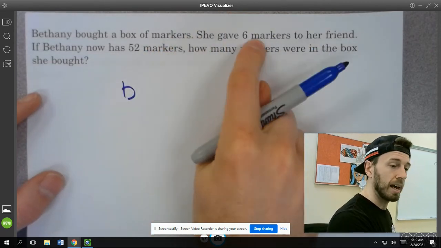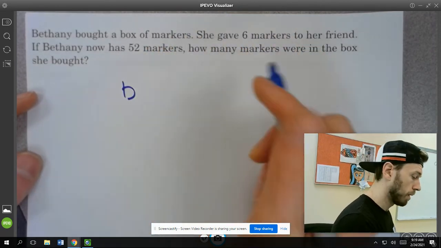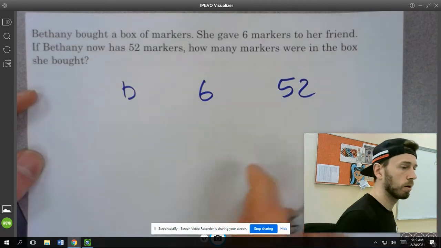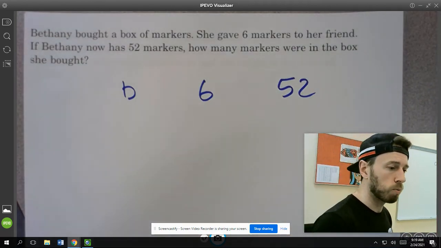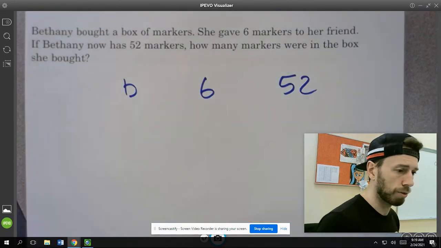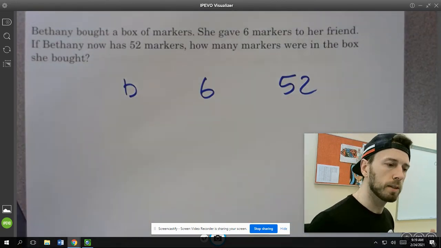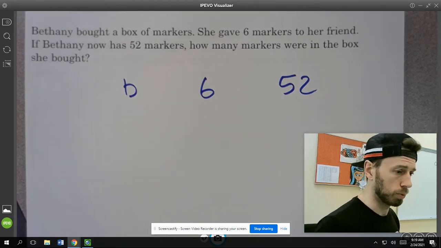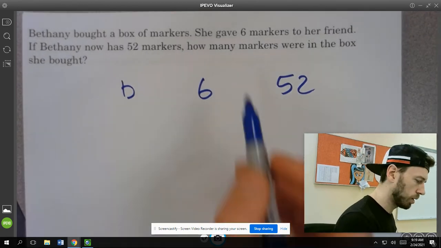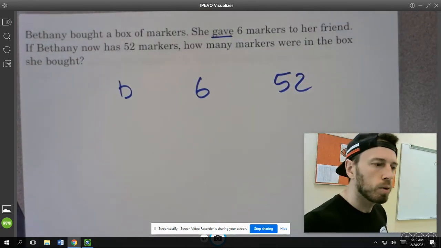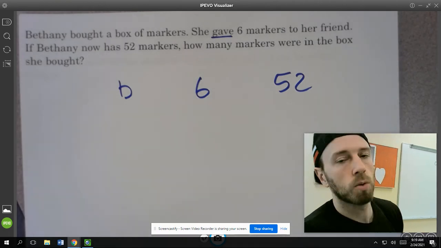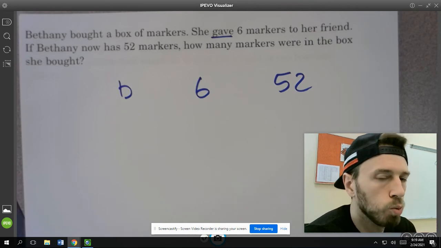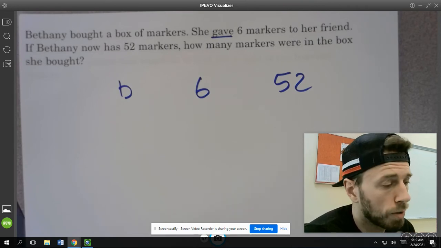We do know that she gave 6 markers away, right? That's probably going to be an important number, 6. And then we do know that she now has 52, right? So what we need to do is make an equation based off these 3 things. First of all, we need to try and decide what operation we're using here. I think there's a really important word in here, the word gave. If you give someone something, that means you are losing something, right? Giving something away means you're losing something. And in mathematical terms, what would be the best operation to describe losing something? I think that would be subtraction. So I think this is a subtraction problem.